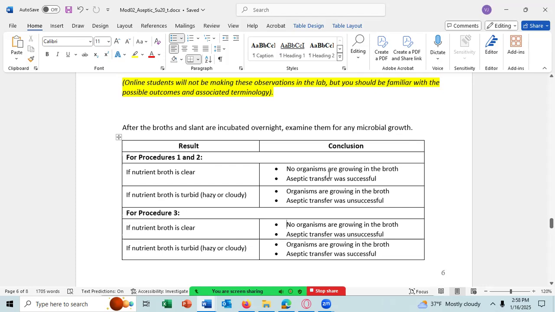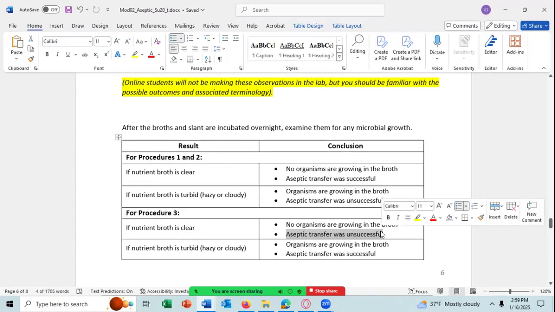Wait a minute, we're not changing it. Not that part. That part is correct. It's right here. The aseptic transfer was unsuccessful for procedure 3. But yet, if the nutrient broth is clear in procedure 1, we're saying aseptic transfer was successful. So why are we changing it? You'll have to think about that because I'm not going to tell you.